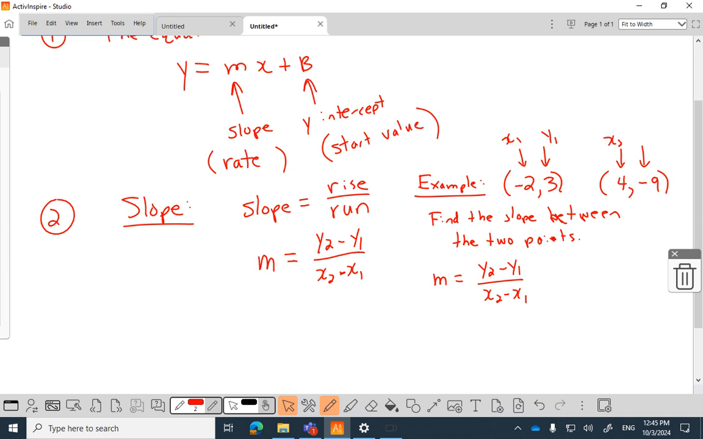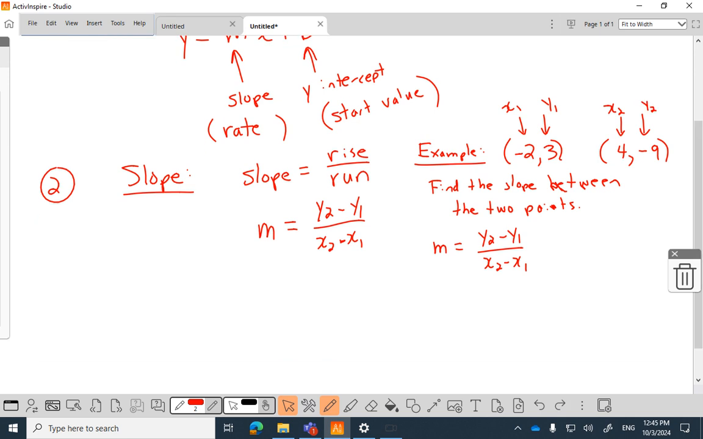X2. And so the negative 9 is? Y2. Very good. Then it's just plug it in. So the y2 is negative 9. Some people, when they filled it into the formula, didn't write negative 9. They just wrote 9. Okay? So you got to watch your negatives.